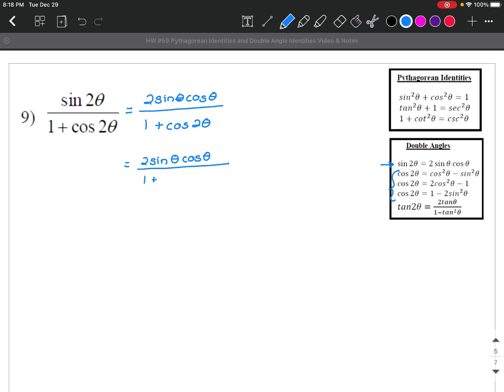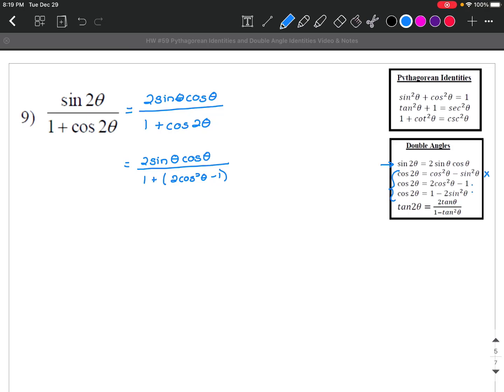Now, what am I going to use? You know what? I'm going to use the middle one. I tend to use that one a lot. That the cosine of 2 theta is 2 cosine squared theta minus 1. Now, notice I didn't want to use the first because it's got cosine squareds and sine squareds, and there's a subtraction between them. That's going to make it hard to cancel out with the top.